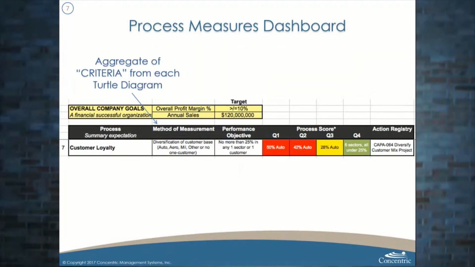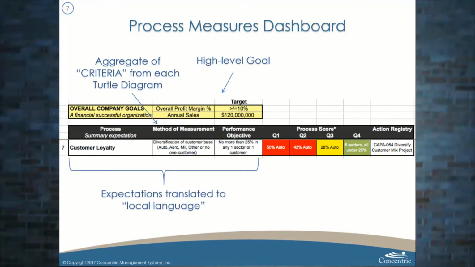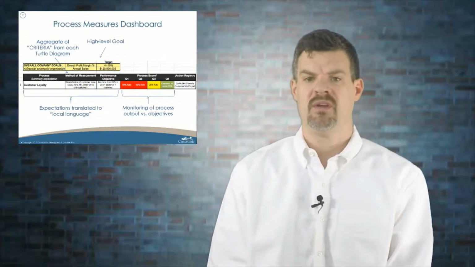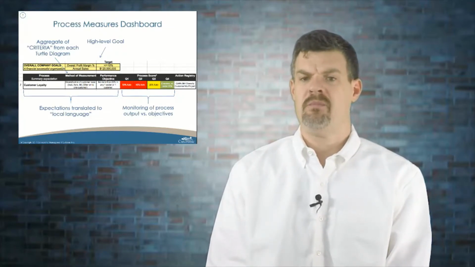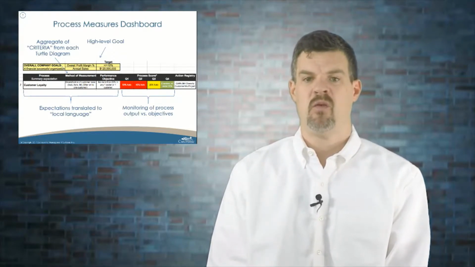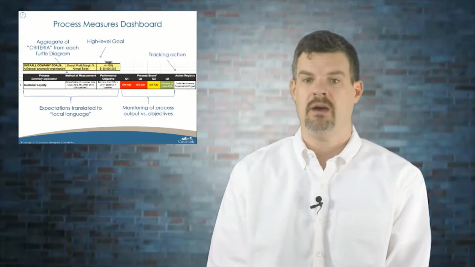So to break it down a bit more, the aggregate of criteria from each of the turtle diagrams is in the method of measures column. The high-level goals are in yellow at the top. The expectations translated to local language or process level language is in each of the cells under the process customer loyalty. And you see monitoring of process outputs versus objectives here. Personally, I think Q1, Q2, Q3, that is maybe a good place to start, but eventually looking at your process measures monthly, if not more frequently than that, is probably the better idea.